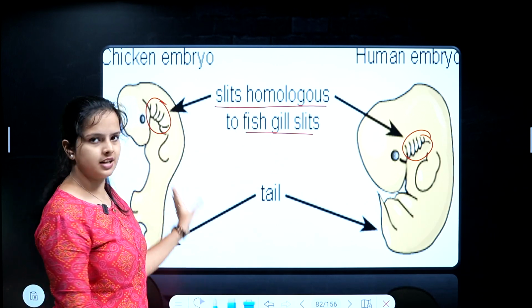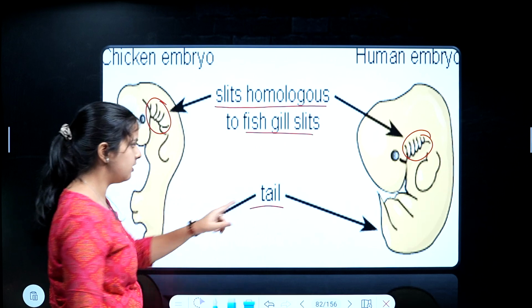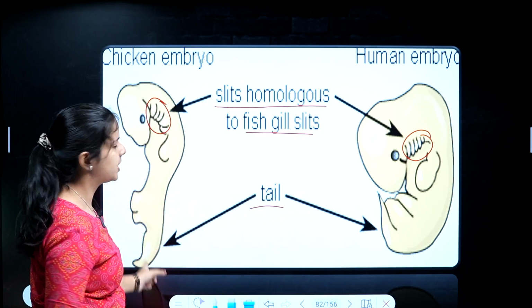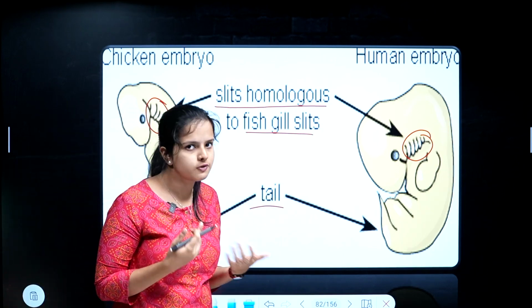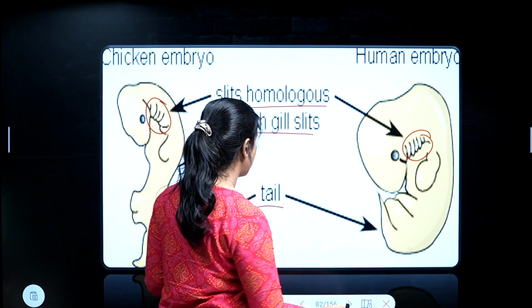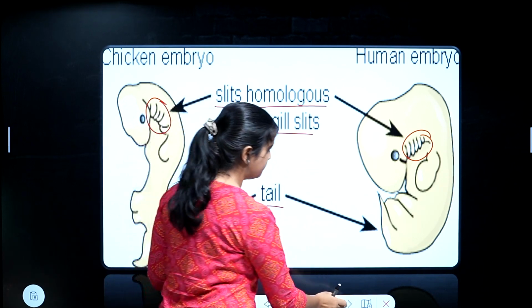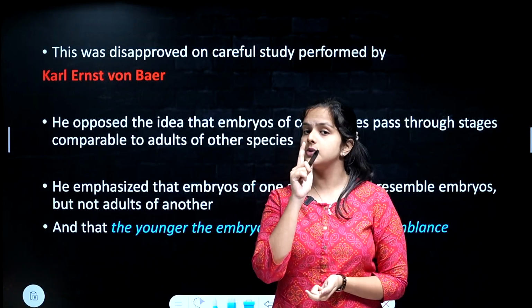So this is what Ernest Haeckel said. You can also observe the tail. A human embryo also has a tail. A chicken embryo also has a tail. But as human adults, do we have a tail? Apparently not. So that's about the chicken embryo and human embryo and the embryological evidence. That was the first scientist.